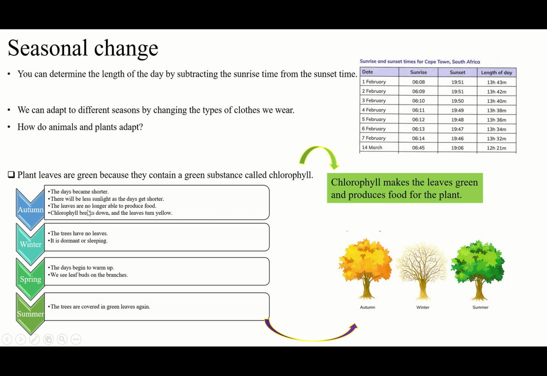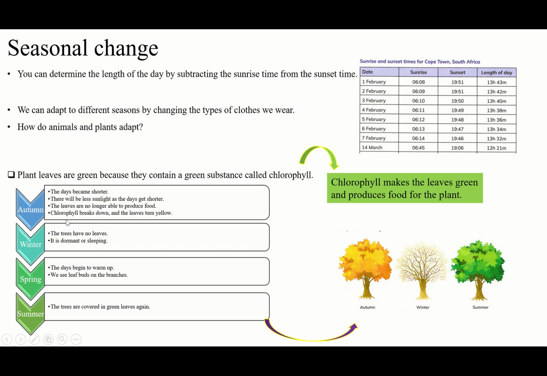And the leaves are no longer able to produce the same amount of food. It means not enough food, not as much food as in summer, because in summer the days were longer and we had more sunlight. The plants could produce more food than in autumn. Why? Because in summer there was more sunlight, it would take more energy to make more food. In autumn, because there is less sunlight, it will take less energy, less food.